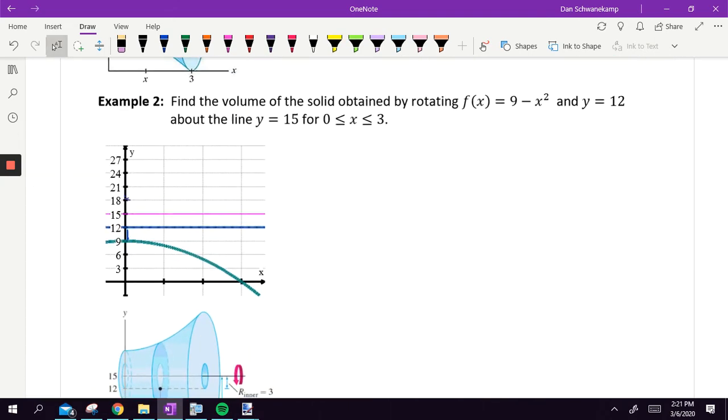Find the volume of the solid obtained by rotating 9 minus x squared and y equals 12. So we're doing the same two lines. We're still on the interval from 0 to 3, so I'm still talking about this same section. I'm going right here.